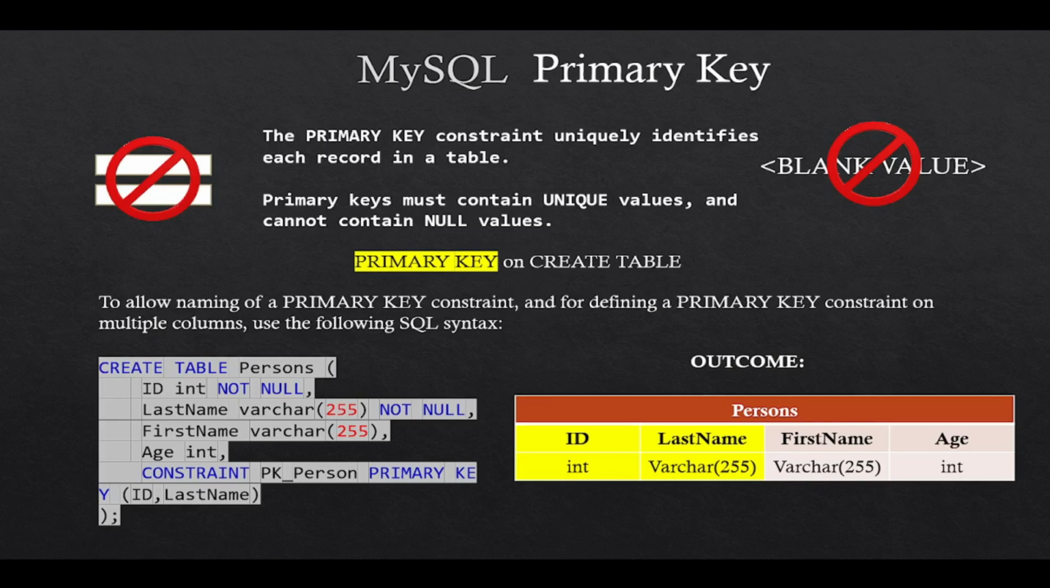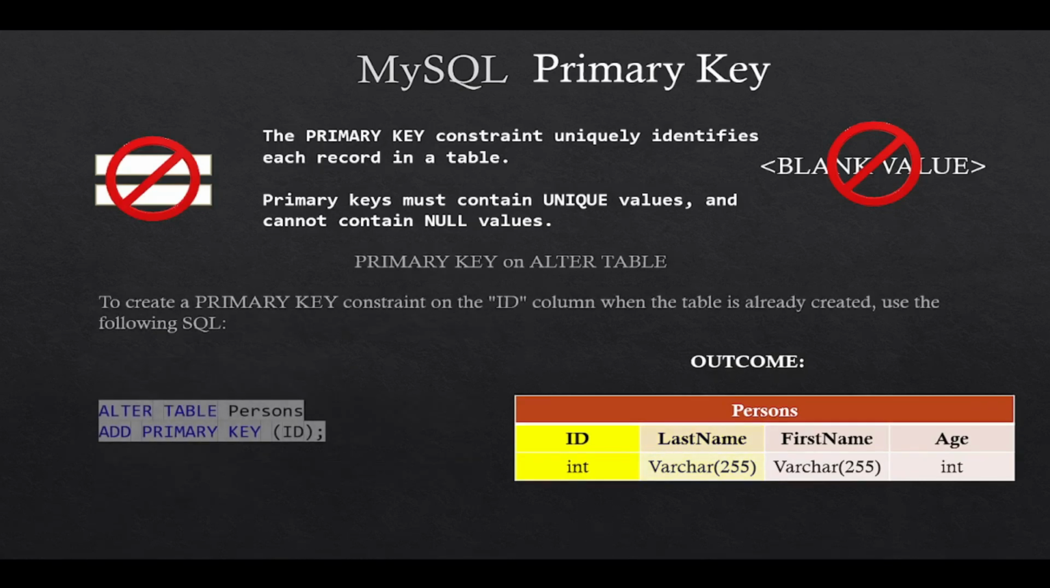But what if the table is already created? Now, we can go to the primary key on alter table. To create a primary key constraint on the ID column, when the table is already created, use the following SQL. Alter table persons, add primary key ID. It means that the table persons is being altered and it assigns a primary key on the ID column.